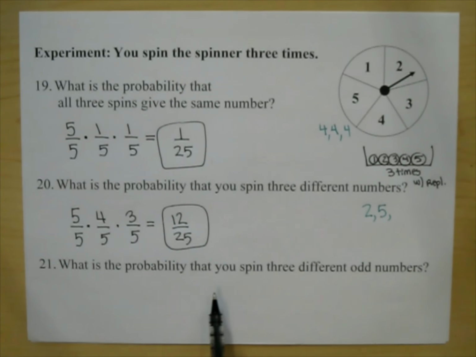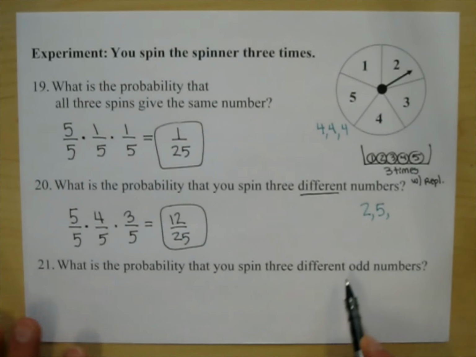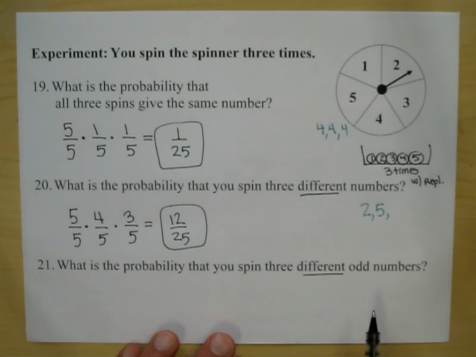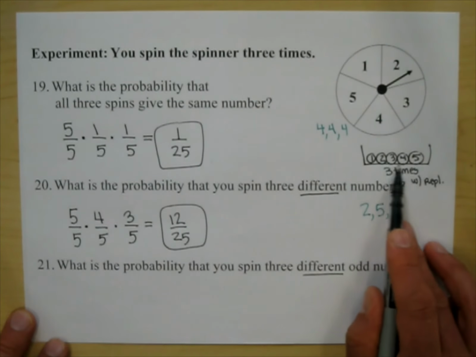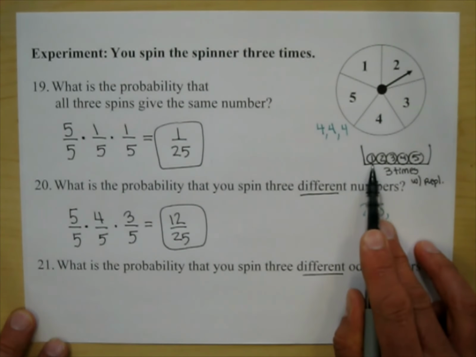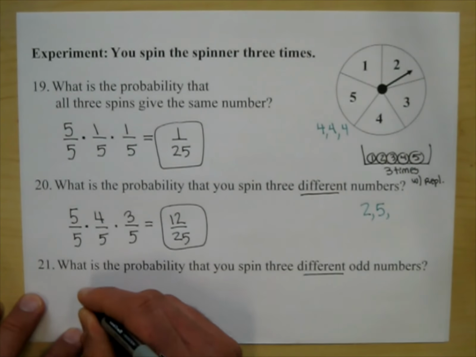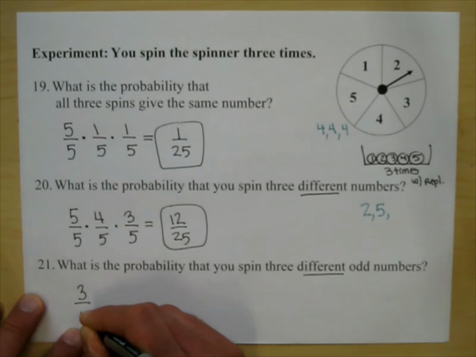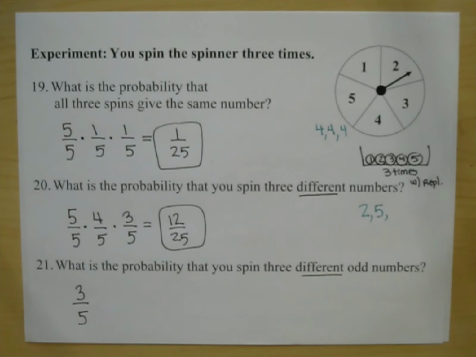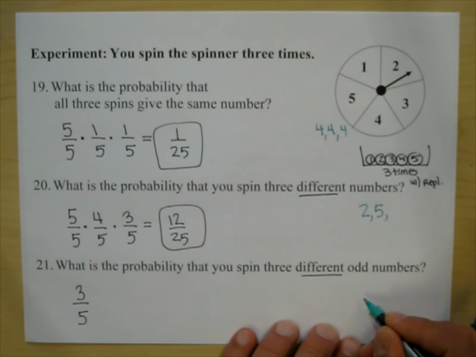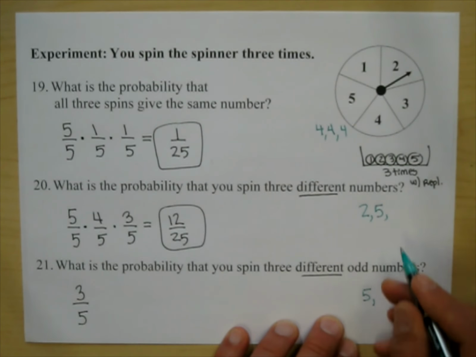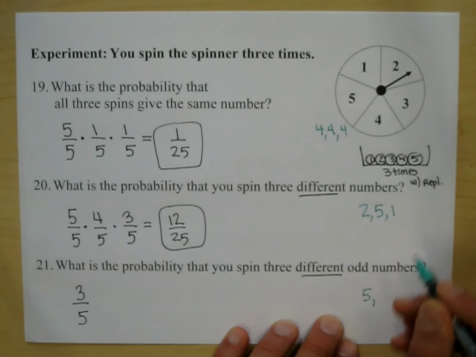Okay, what is the probability you spin 3 different odd numbers? Okay, so once again we see those things say different there. The first time you pull from this box, it has to be an odd number. How many odd numbers do you have? 1, 2, 3. You have 3 odd numbers out of 5. So let's say the first odd number that you spin is a 5. I should finish this and say maybe a 1 there, I don't know.